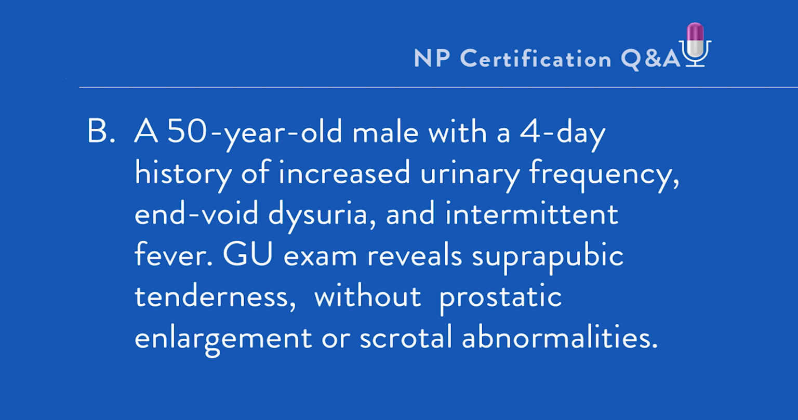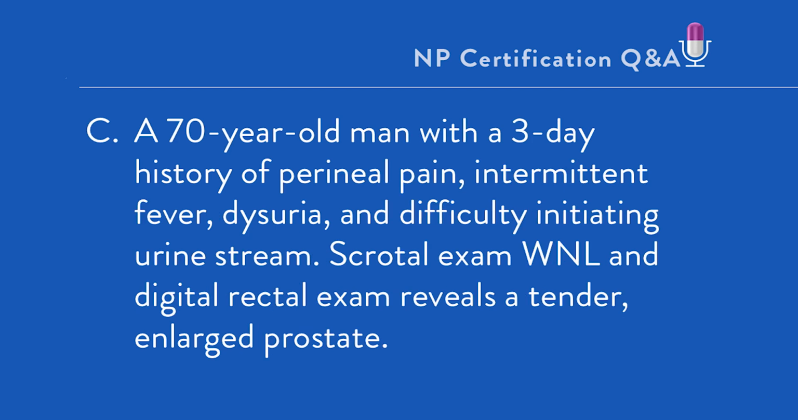B, a 50-year-old male with a 4-day history of increased urinary frequency, dysuria, and intermittent fever. GU exam reveals suprapubic tenderness without prostatic enlargement or scrotal abnormalities. C, a 70-year-old man with a 3-day history of perineal pain, intermittent fever, dysuria, and difficulty initiating urine stream. Scrotal exam within normal limits and digital rectal exam reveals a tender enlarged prostate.